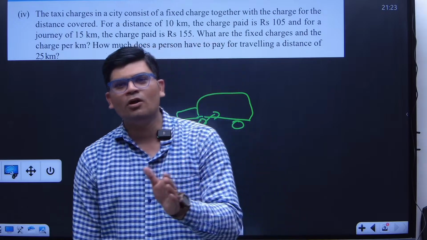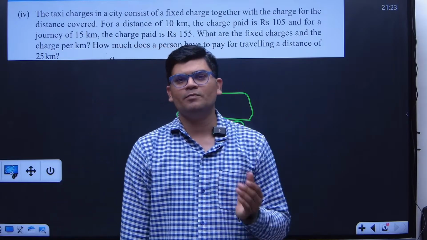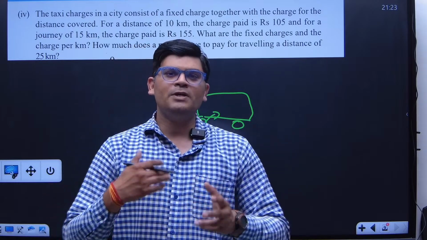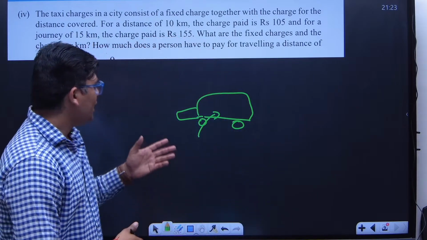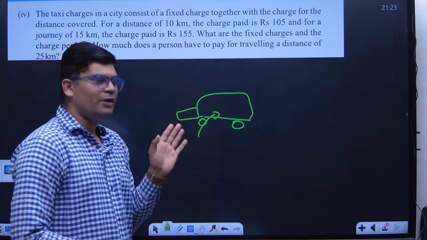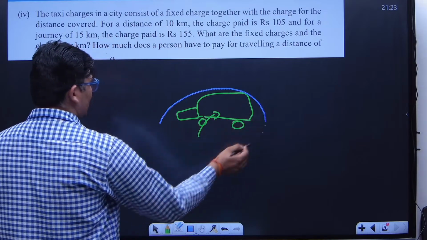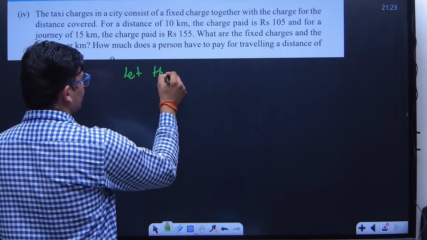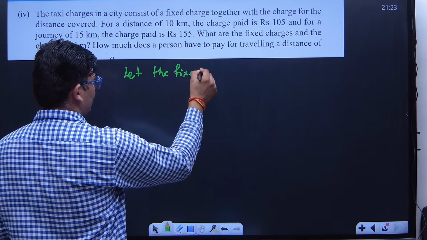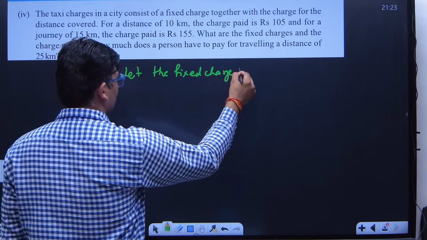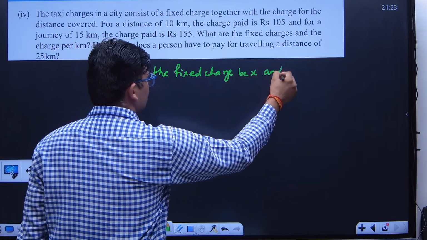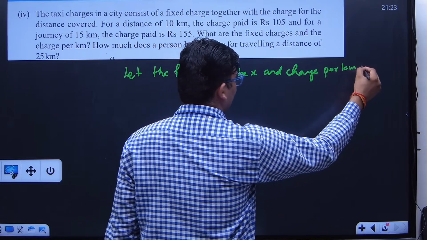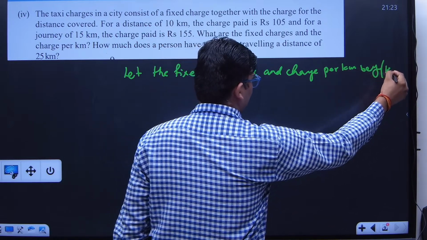Then on the number of articles that you buy from the museum, or the number of rides that you are taking in any place, it depends upon that part. So that means for entering into the vehicle, you have to give one fixed charge. So let us take the fixed charge to be X. We don't know the value. And the charge per kilometer be Y per kilometer. Are you getting it?